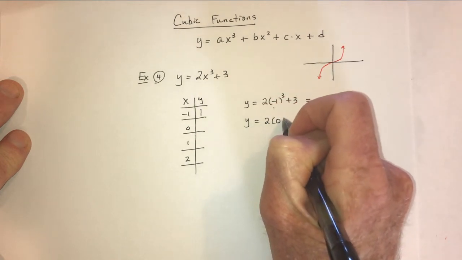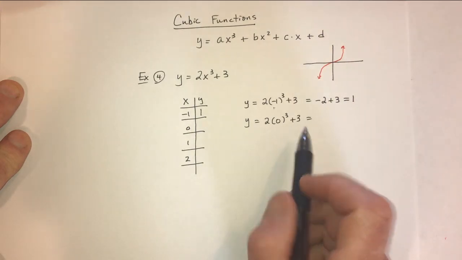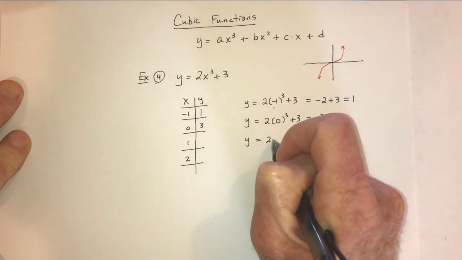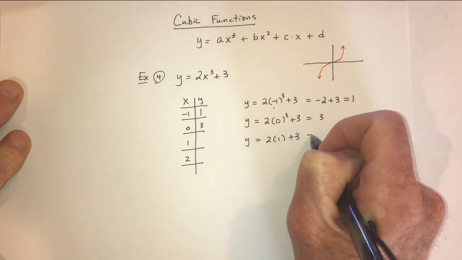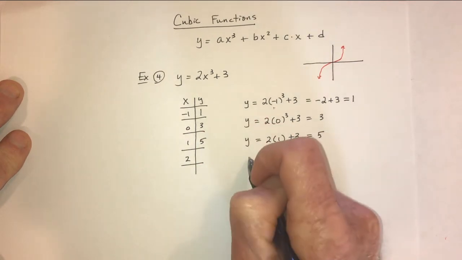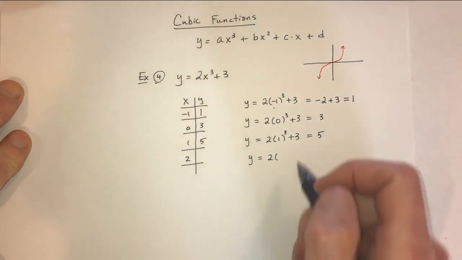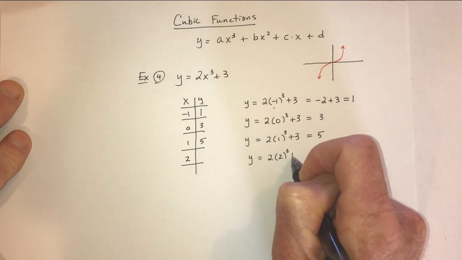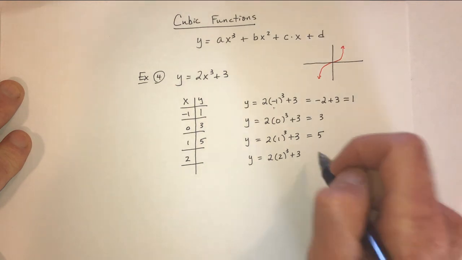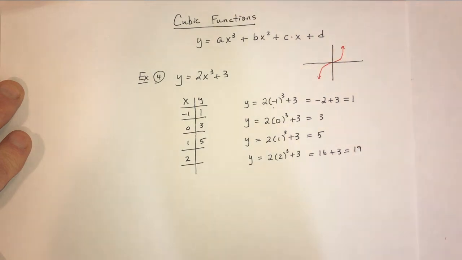Then substitute 0. Well, this will just be 0 plus 3. So it's 3. And then 2 times a positive 1 plus 3. Well, that's just 2 plus 3 is 5. And then for the 2, so, oops, I forgot to write cubed. That doesn't change the answer, but I forgot to write that. And then 2 cubed plus 3. So 2 cubed is 8 times 2 is 16. So this is going to be 16 plus 3 is 19.